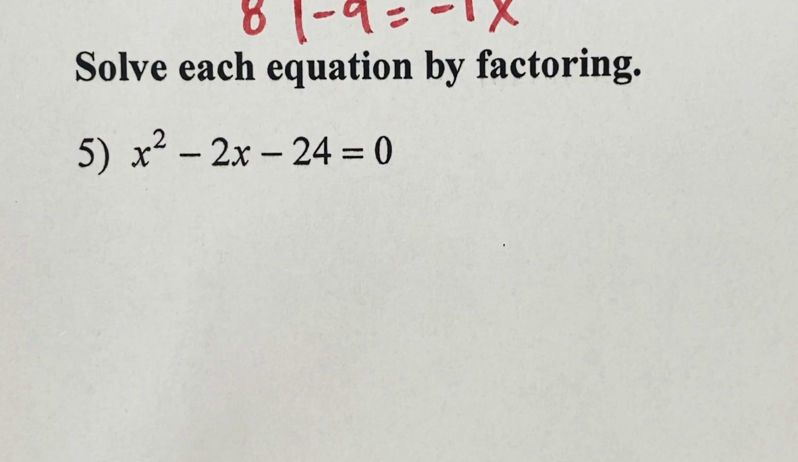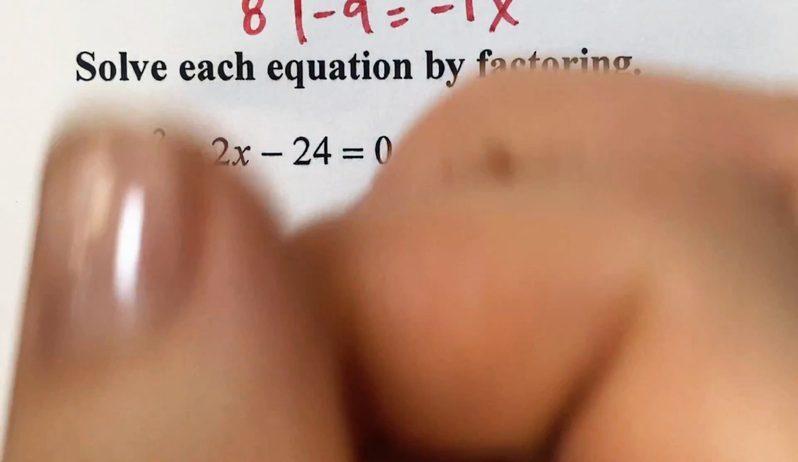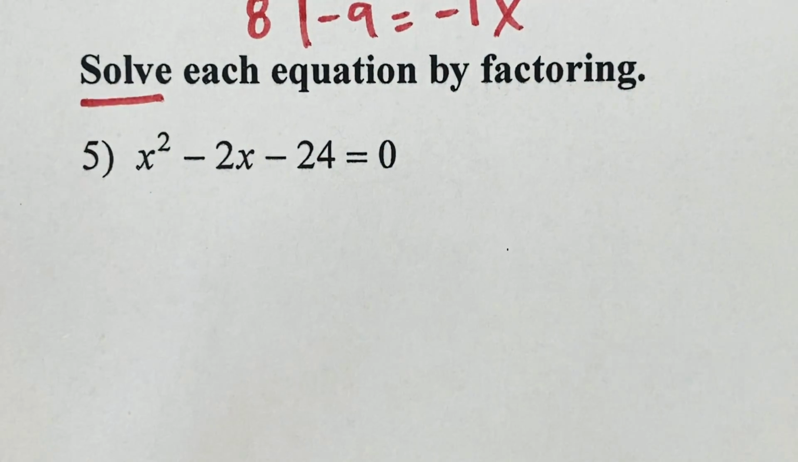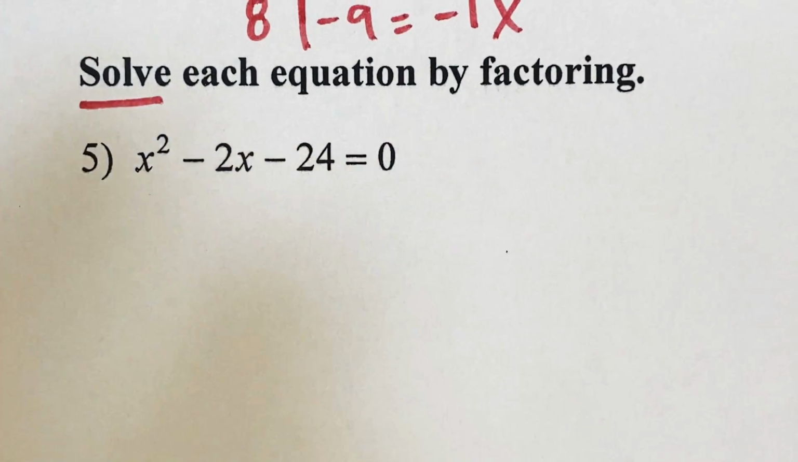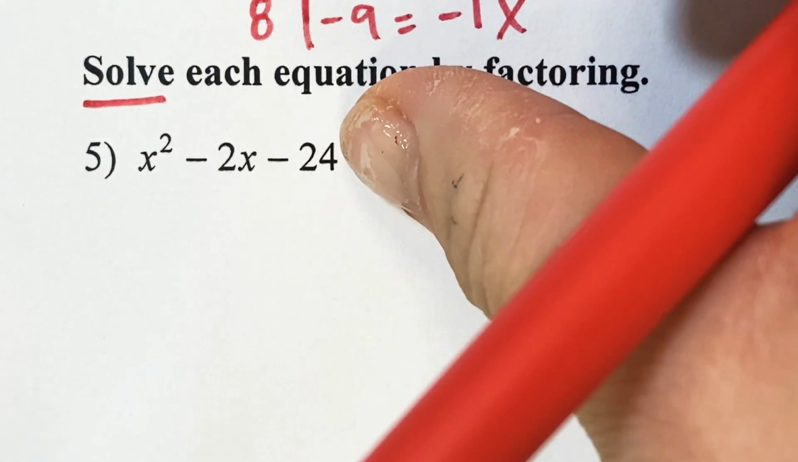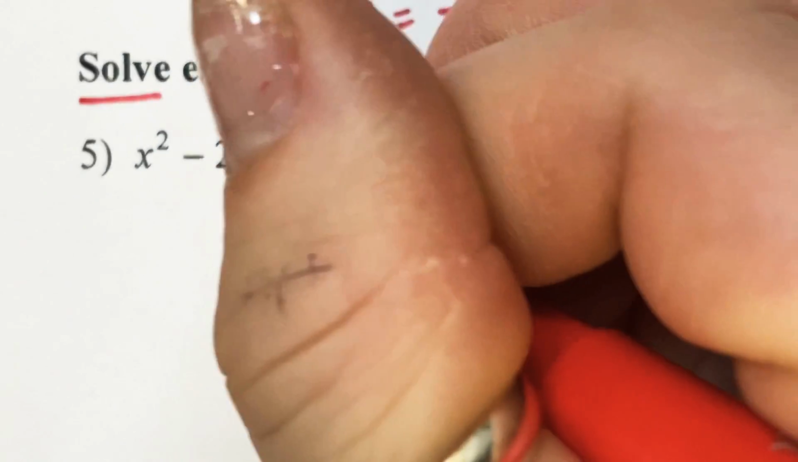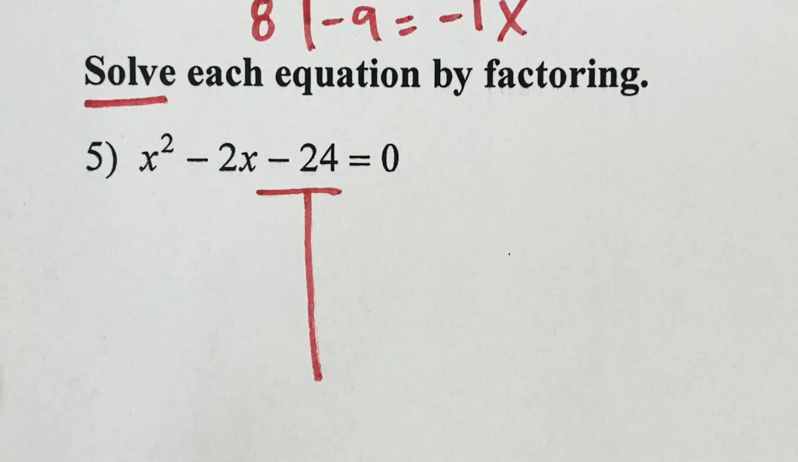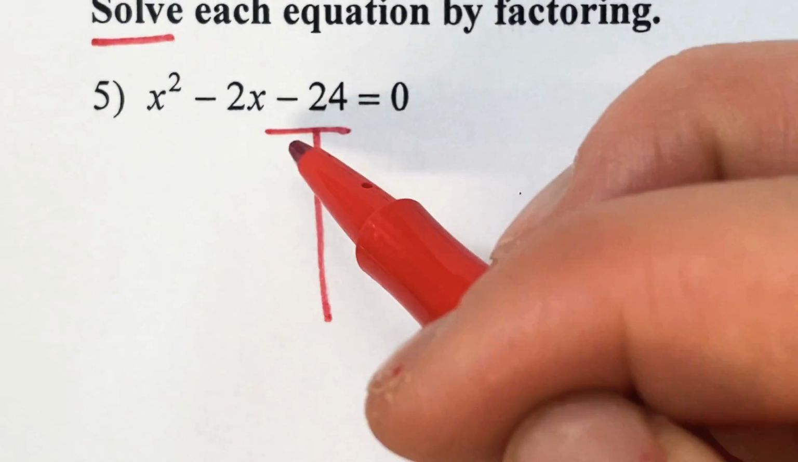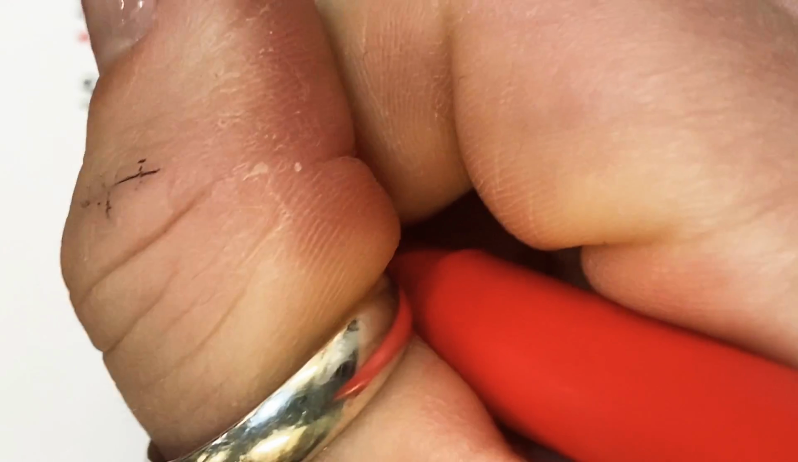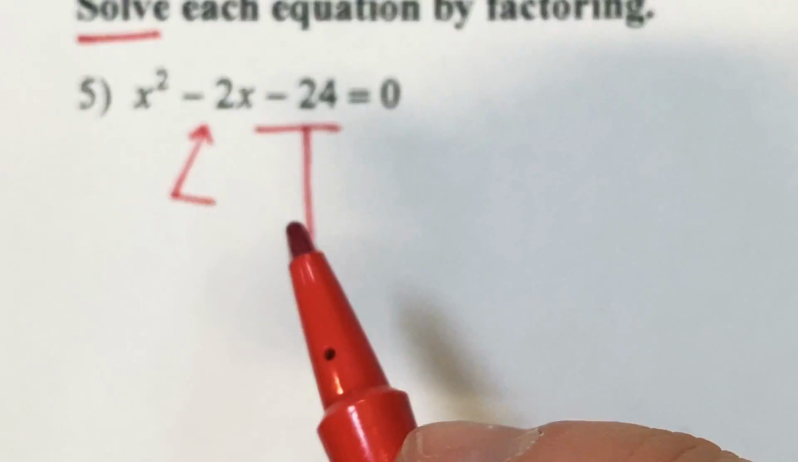So we are going to now solve each equation by factoring. Okay, that means we're going to get an answer. But let's just go ahead and ignore that equals 0. Let's factor it the exact same way we've been factoring. So we need to look at negative 24 first. Okay, well, what two factors will multiply to negative 24, but add to negative 2?